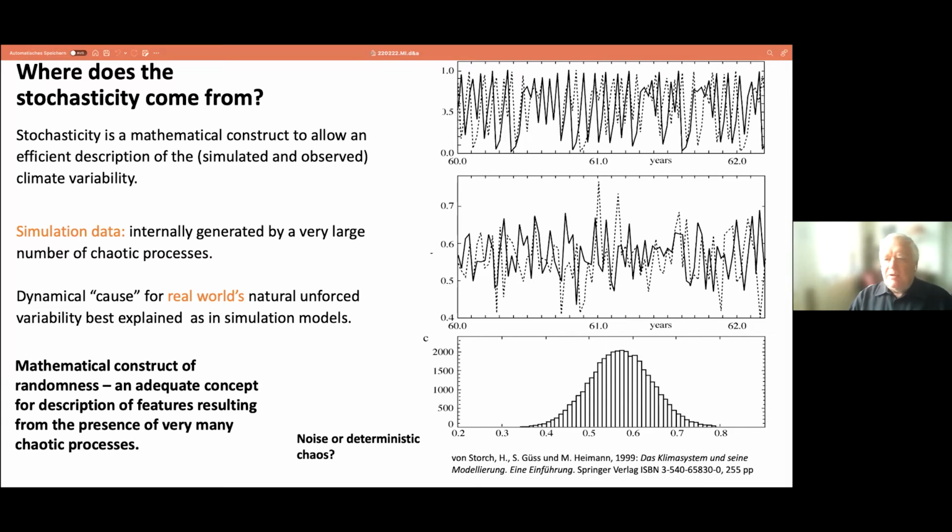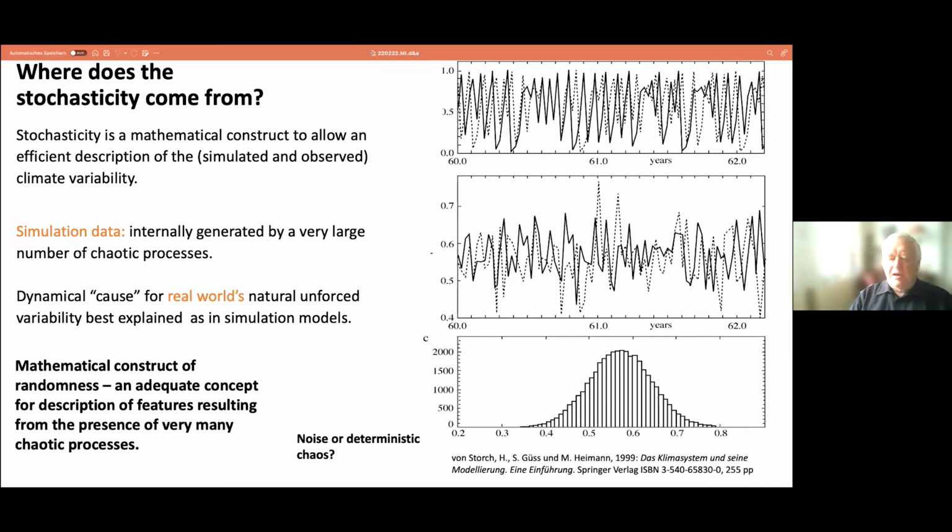So even though in principle the curves are deterministic, because they can be reproduced if we start with really identical conditions, in the end, if we have a sum of very many of them, we cannot discriminate that from something constructed with the mathematical concept of stochasticity.